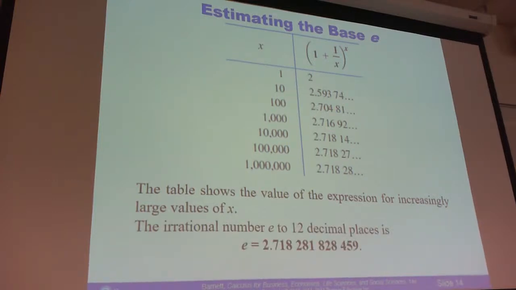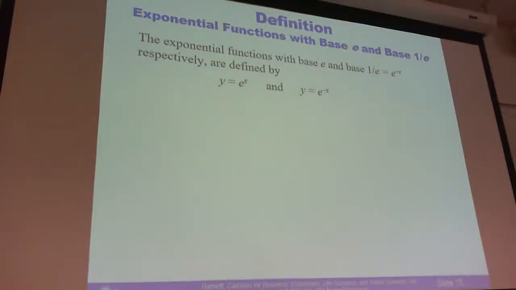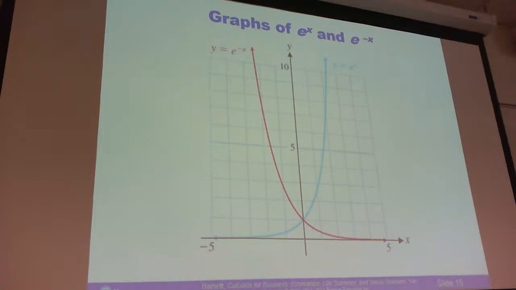So an example would be 2.7182818284592. Y equals e to the x and y equals e to the negative x. Before, we looked at domain and range. If we graph both, that's what it will look like.